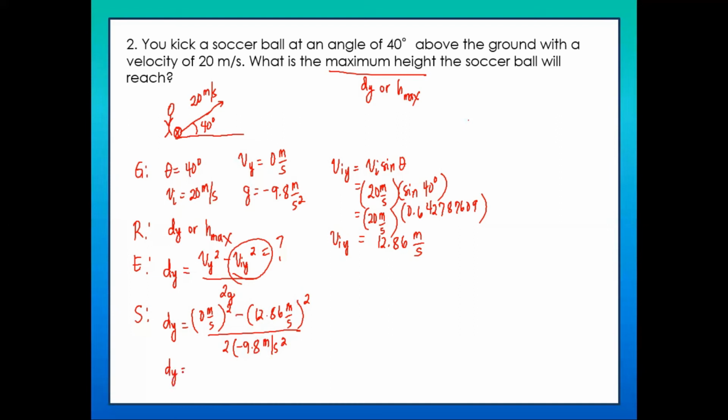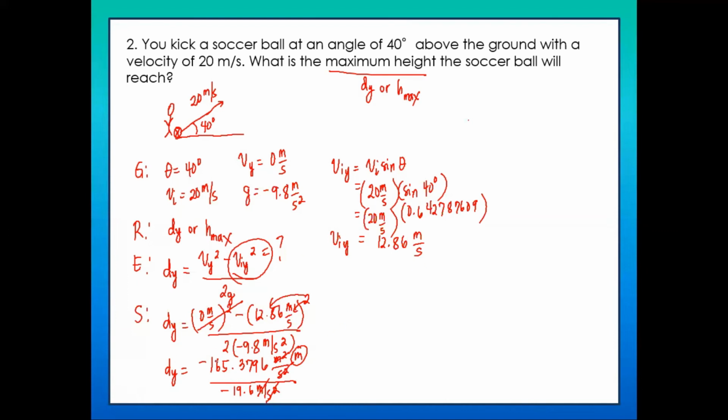So d sub y is equal to, this gives you negative, square 12.86. That gives you 165.3796 meter squared per second squared. Over, we just multiply negative 9.8 by 2. That gives you negative 19.6 meter per second squared. Cancel similar units. One m remains here. That's the unit for the distance or the height.